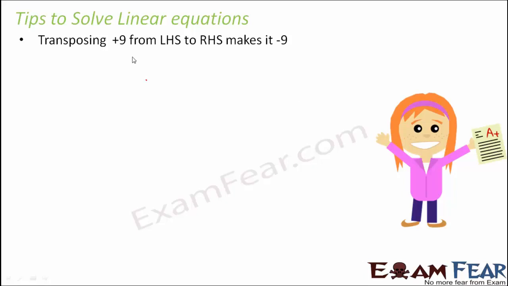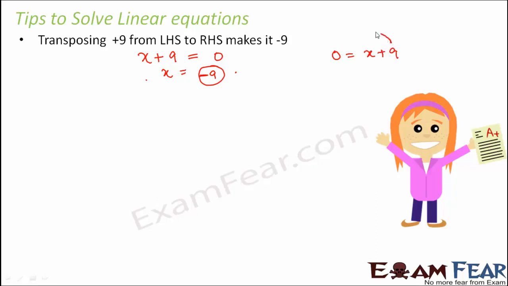So let's look at this example. Let's say you have something like x plus 9 is equal to 0. Right now plus 9 is on the left hand side. The moment you transpose it to the right hand side, the plus 9 becomes minus 9. And the same thing holds true when you move it from right hand side to left hand side. Let's say, had it been something like this, 0 is equal to x plus 9.